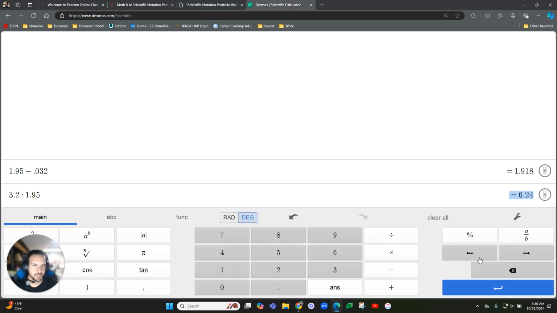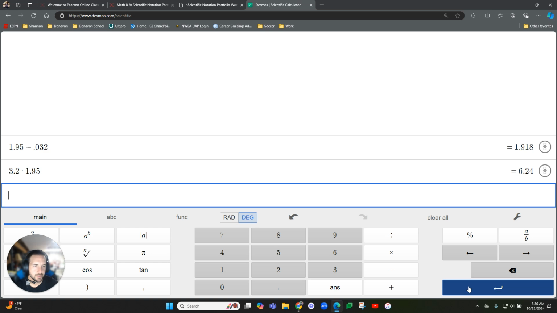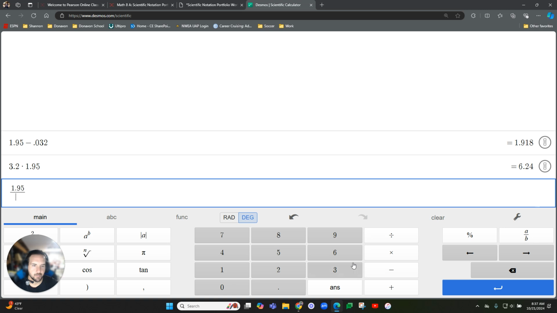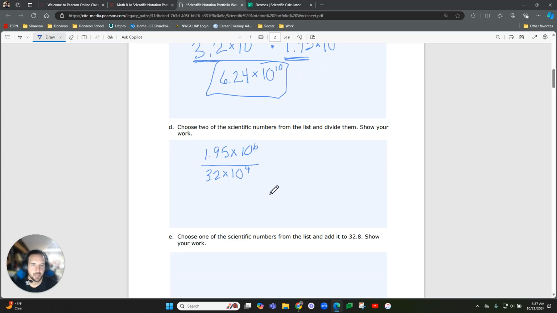So first thing we're going to do is divide the coefficients. So we have 1.95 divided by 3.2. Now notice that this is a number less than 1, so I'm going to have to convert that. So I'm going to use 0.609. I'm going to cut it off there. So 0.609, we're going to round it there. So 0.609. So that's equal to, and then I subtract the exponents. 6 minus 4 is times 10 to the 2nd, because 6 minus 4 is 2.